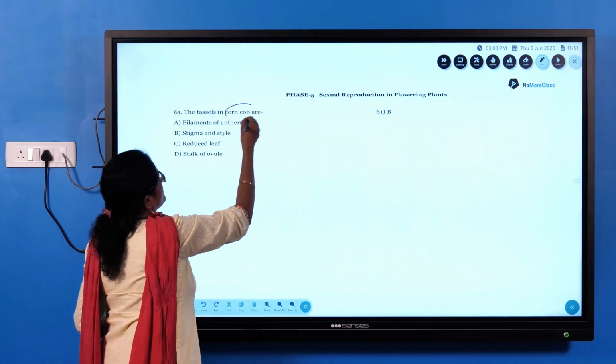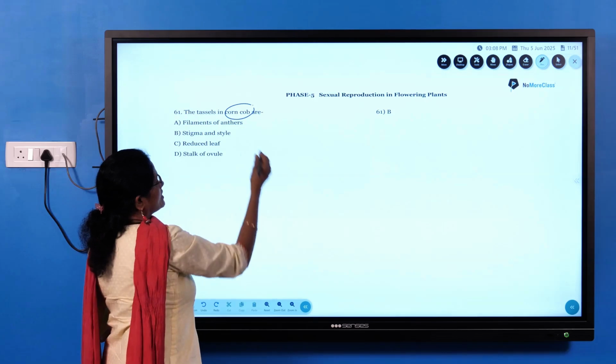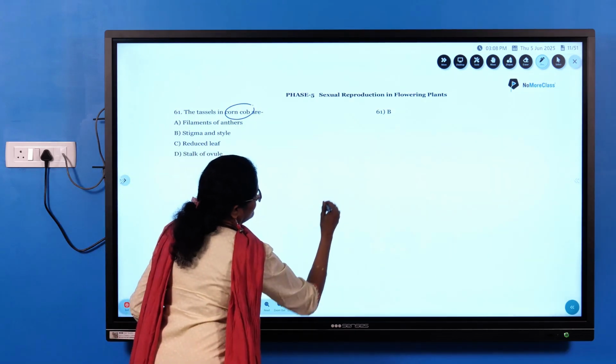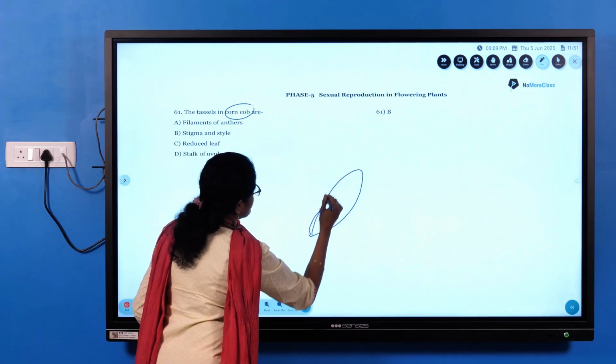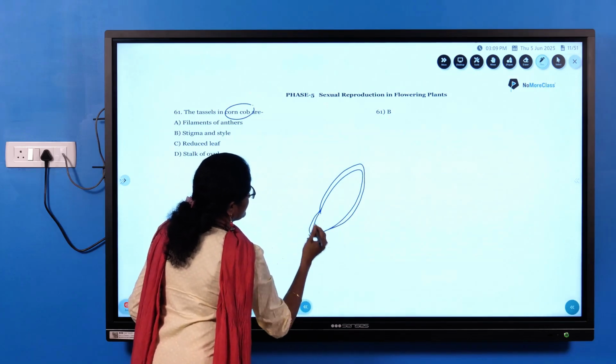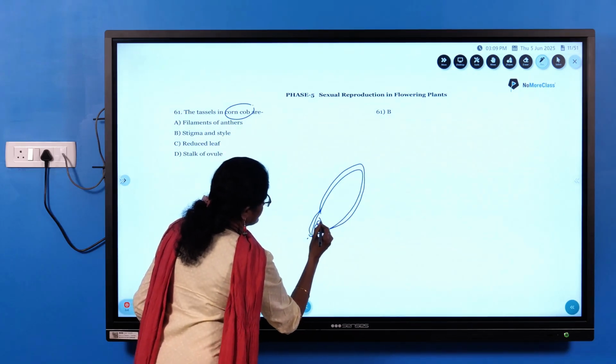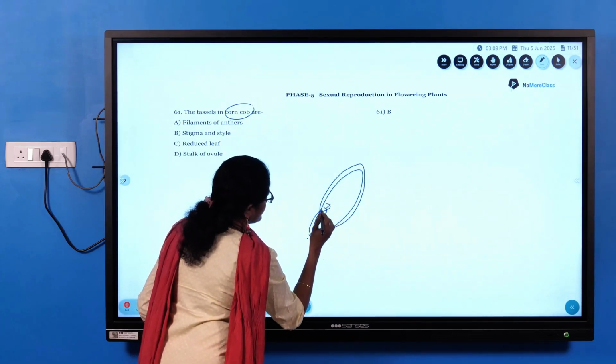What is this corn cob? What you eat, that corn? This is nothing but the corn cob. What we get, that butta, it is corn cob. In the corn cob, on the outer side there are coverings. Inside, when we see, there are seeds, a number of seeds.